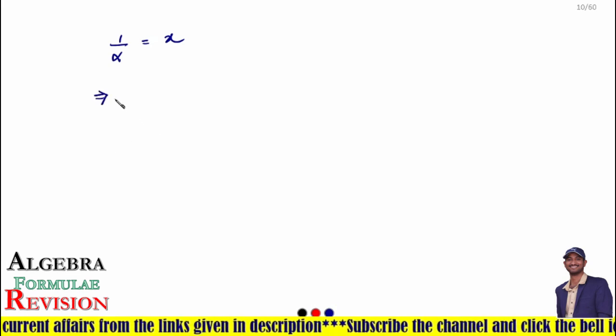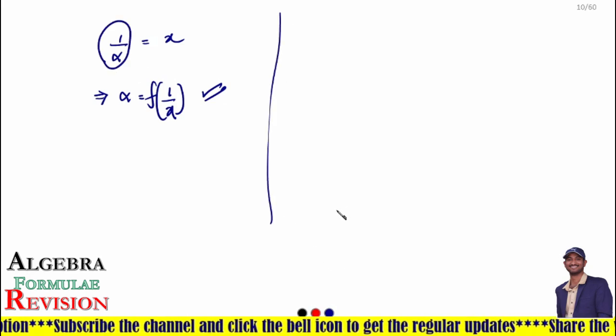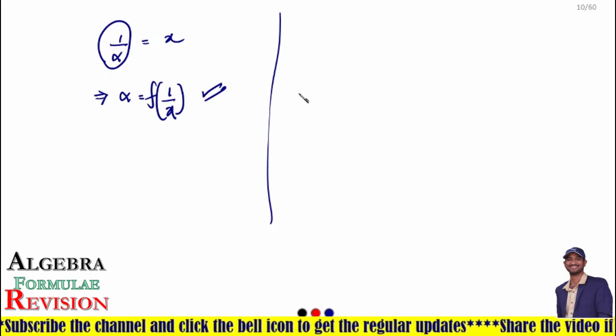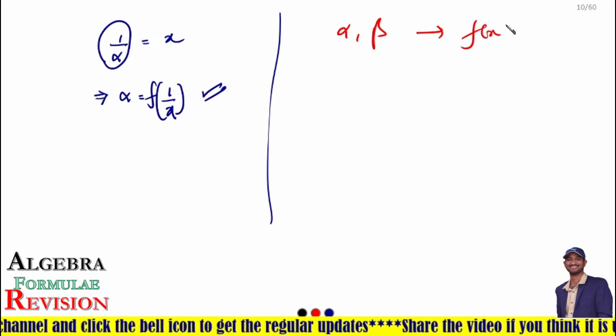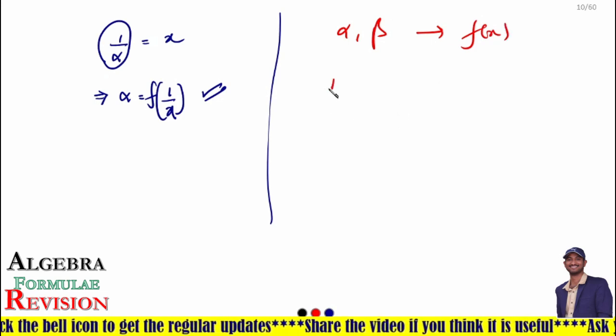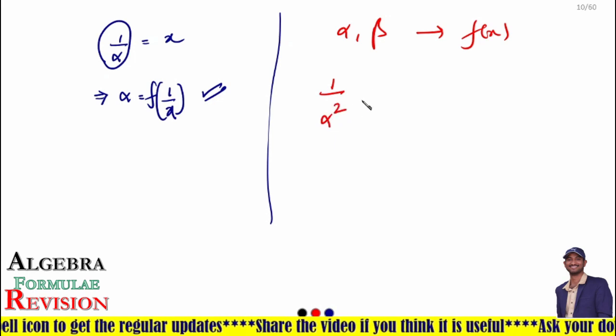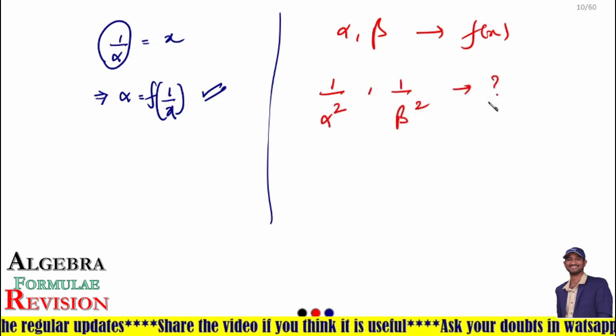Now tell me, what is the value of alpha? 1 by x. So f of 1 by x is the quadratic equation with the required roots 1 by alpha. Suppose I'll tell you a new thing. If alpha, beta are the roots of f of x, then find the quadratic equation with roots 1 by alpha square, 1 by beta square.